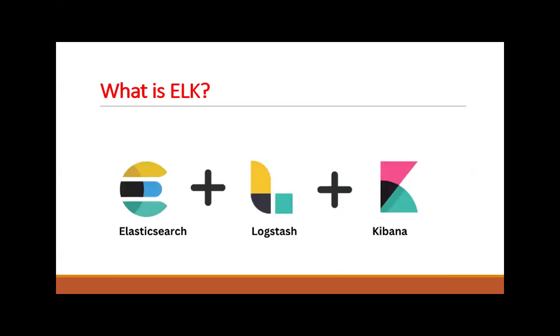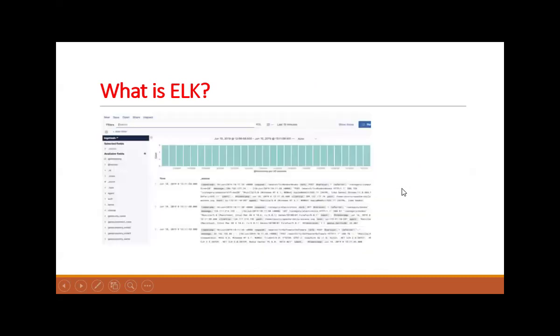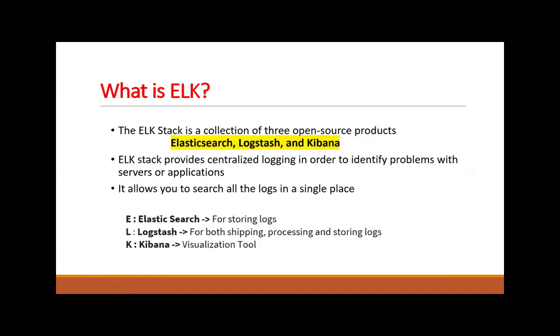Okay. So ELK: Elasticsearch, Logstash, Kibana. Beats, Redis, Kafka, RabbitMQ can send the logs. Logs will be searched in Elasticsearch through Kibana. The ELK stack is a collection of three open source products: Elasticsearch, Logstash, Kibana. The ELK stack provides centralized logging in order to identify problems with servers and applications. It allows you to search all the logs in a single place.